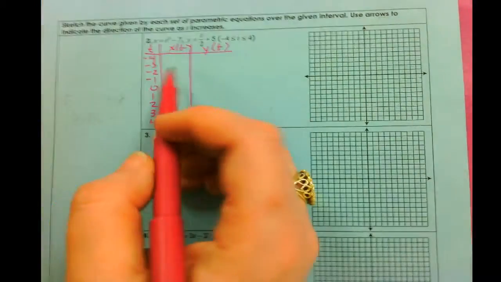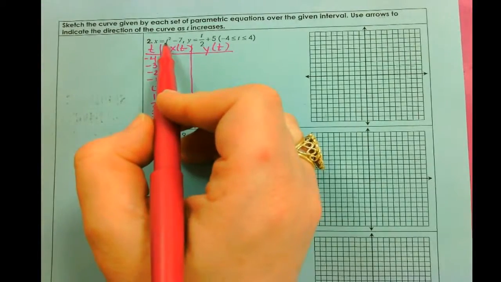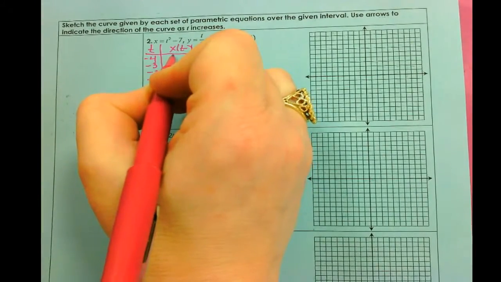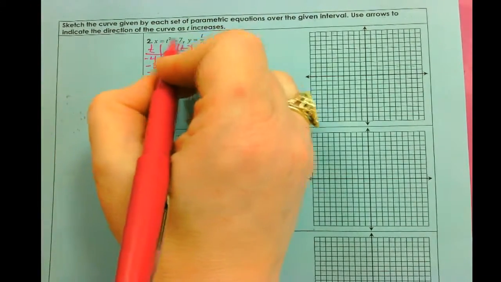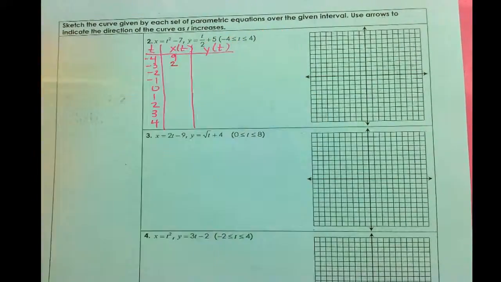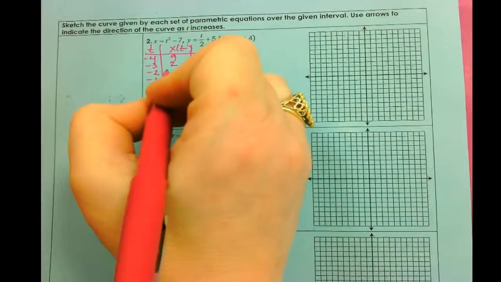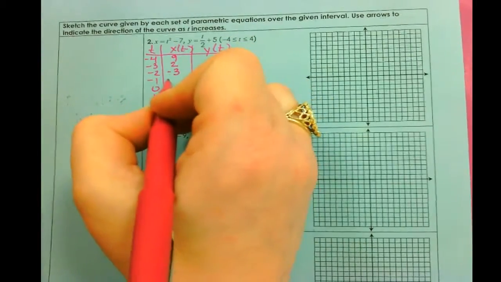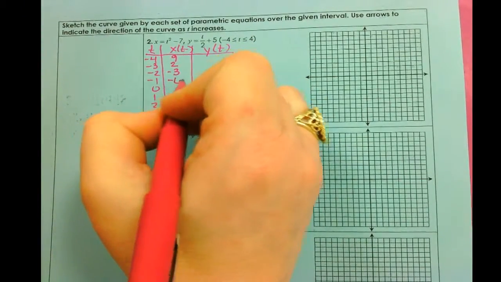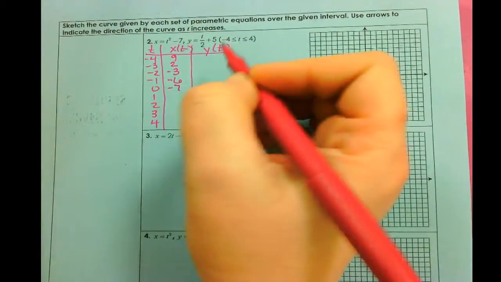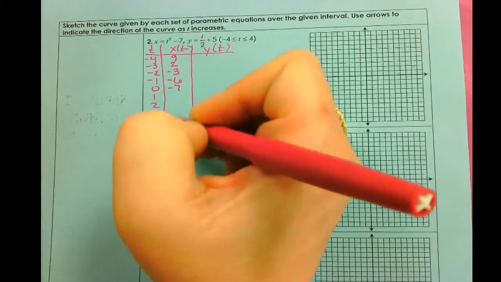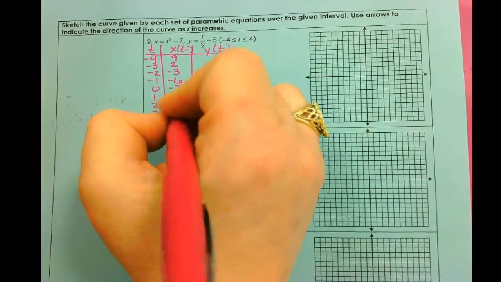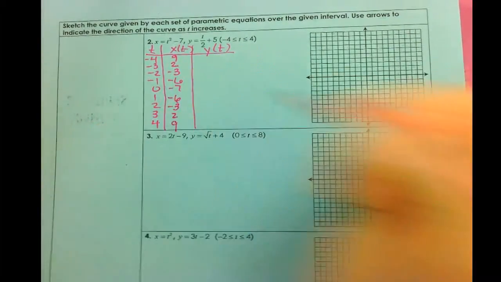All right, so if I take -4, substitute it into t, what's -4 squared? 16. Minus 7 is 9. -3 squared is 9. Minus 7 is 2. -2 squared is 4. Minus 7, -3. -1 squared is 1. Minus 7 is -6. 0 gives me -7. Now, when I square 1, 2, 3, and 4, am I going to get the same thing I did when I squared -1, 2, 3, and 4? Yep, so this is going to go -6, -3, 2, and 9.